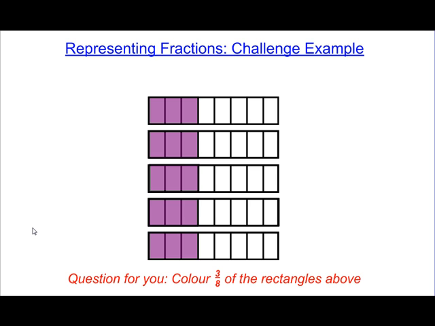Alright, so your solution should look like what you see on the screen. Here we've taken each rectangle, divided it into 8 parts, and shaded in 3 out of the 8 parts on each individual rectangle. Therefore, we have colored in 3/8 of the rectangles above.